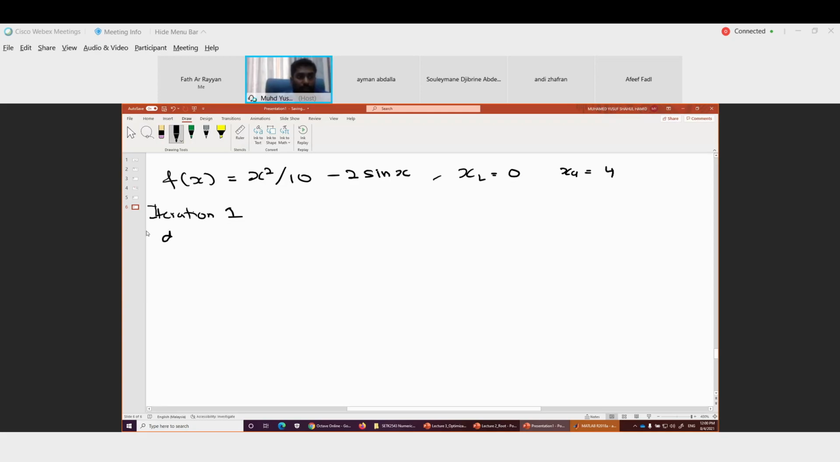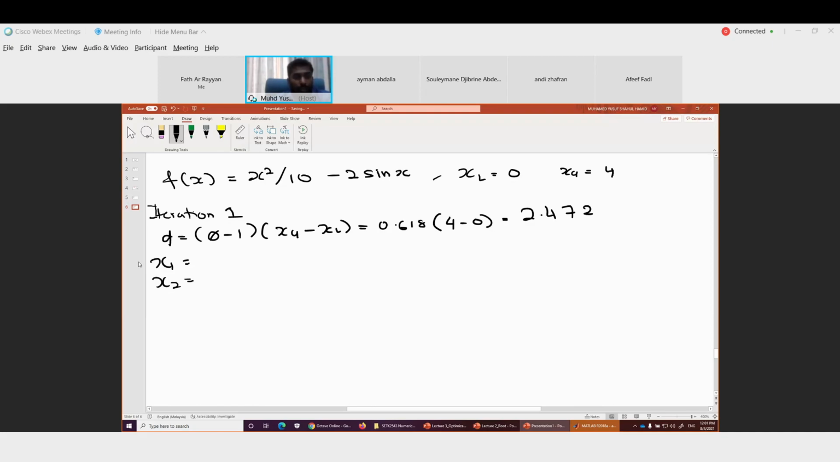The first thing that you need to find is d. The formula for d is the golden ratio minus 1, times xu minus xl. So 0.618 multiplied by 4 minus 0. You should get 2.472.